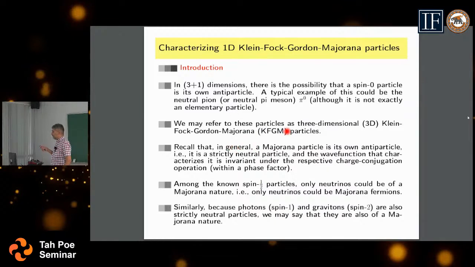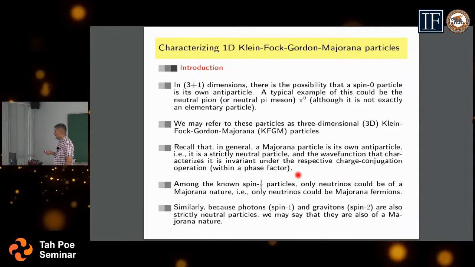I will be referring to these neutral particles that are equal to their antiparticle as Klein-Fock-Gordon-Majorana particles. I'm speaking about spin 0 because I'm considering the discussion in 3 dimensions, okay? You cannot speak about spin in 1+1 dimensions. So there are other interesting things to treat.